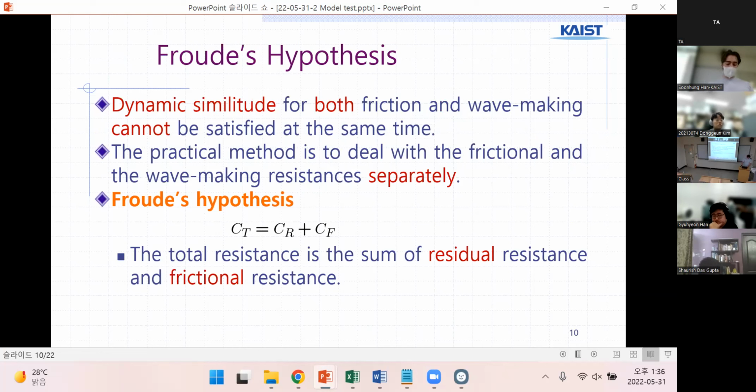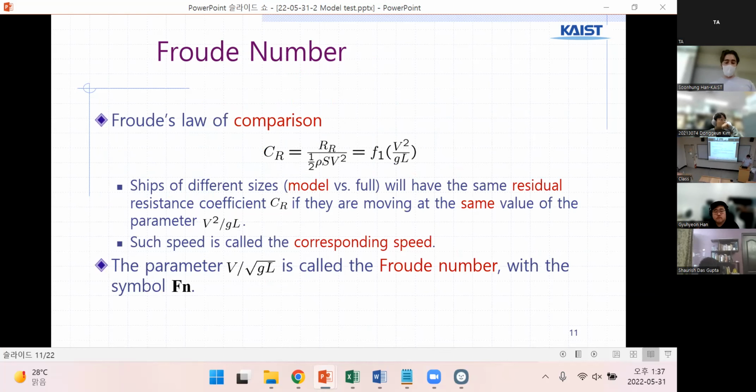According to Froude's hypothesis, dynamic similitude for both friction and wave making cannot be satisfied at the same time. The practical method is to deal with the frictional and the wave making resistance parts separately. So we have this equation that gives us Froude's hypothesis. The total resistance here, Ct, is the sum of the residual resistance plus the frictional resistance. Froude number.